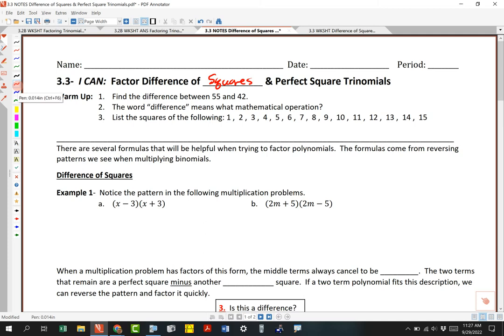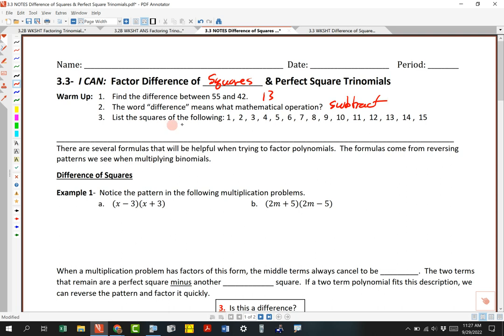Okay. I'm going to pick on Colson. Colson, what does the word difference mean? Subtraction. Subtract. So what's your answer on this one? 13. Difference means subtract, right? Yep. Okay. The word difference means subtract.